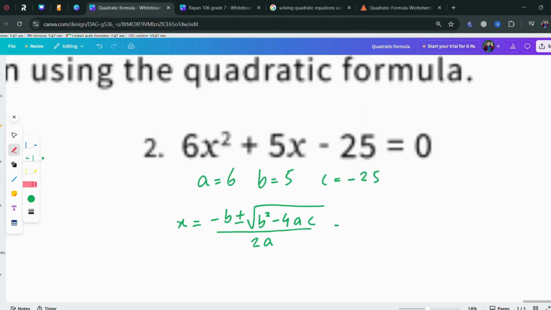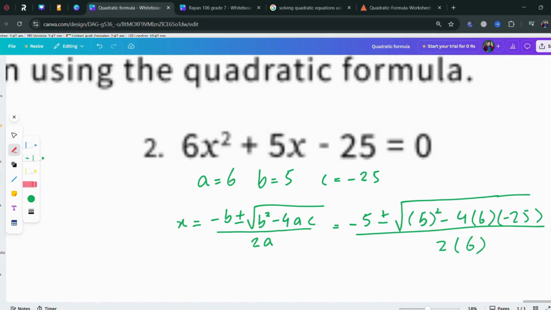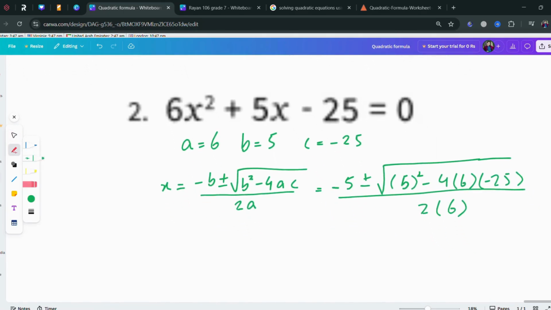Now putting the values into the formula over here. Minus b means minus 5 plus minus radical 5 squared minus 4, a is 6 and c is equivalent to minus 25. And all of it divided by 2 into a, which is 6, right? So now here we have minus 5 plus minus radical 5 squared is equivalent to 25, right? 25 minus minus plus 4 times 6 and times 25, that's equivalent to 600, right? All of it divided by 6 times 2, that's equivalent to 12.